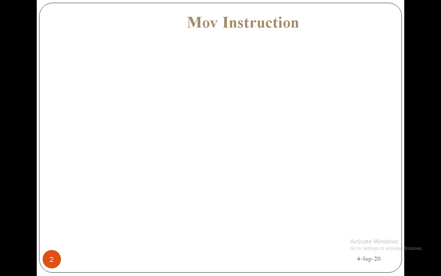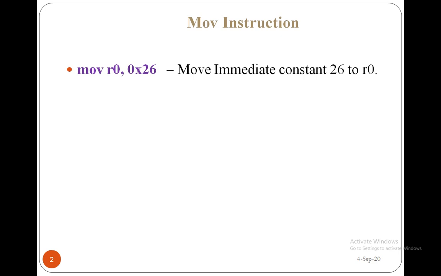So now we'll see the MOV instruction first. What is the syntax for the MOV instruction? MOV R0, #0x26. Here 0x indicates hexadecimal. That is, we are moving the hexadecimal 26 value into the R0 register. Here the immediate constant 26 is moved to R0, and 26 is a hexadecimal value.